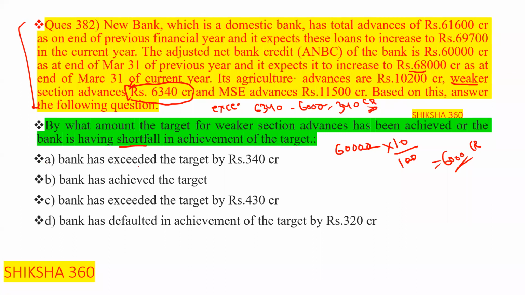So option A, the bank has exceeded the target by rupees 340 crore. This one is our answer. The bank has achieved the target, but it has also exceeded it. So this one is the more accurate option. The bank has exceeded the target by 430 crore, no, this one is not. The bank has defaulted.